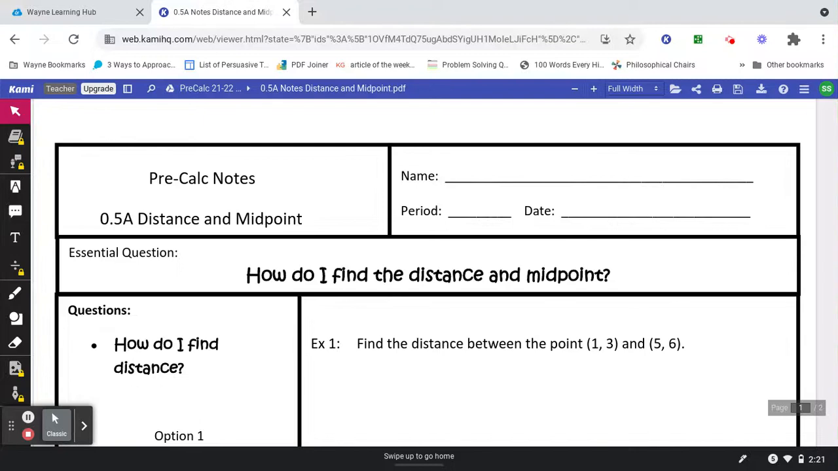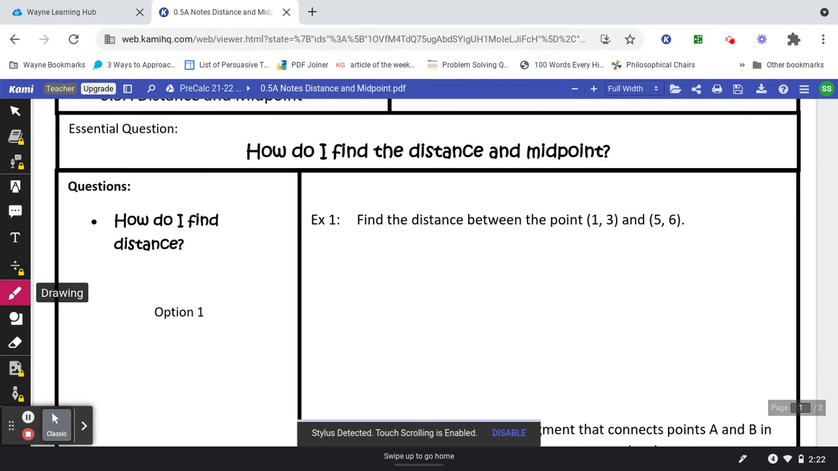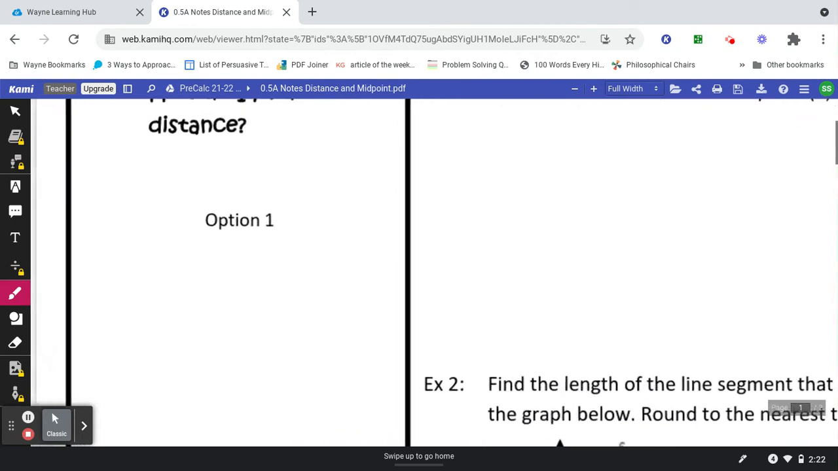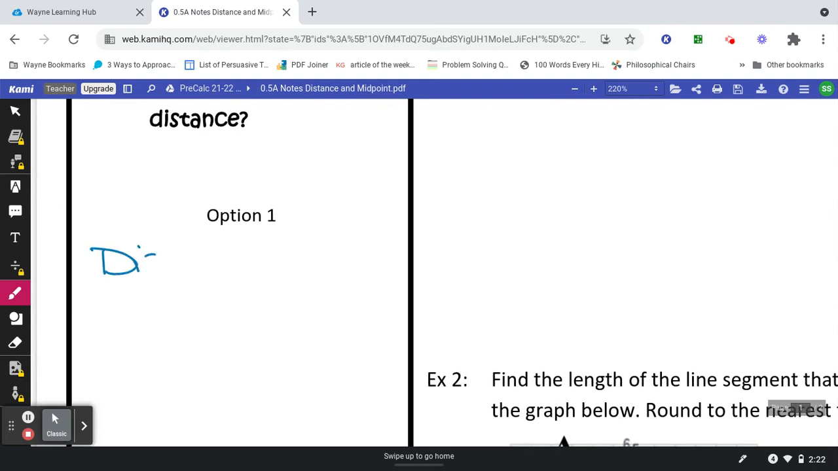These are the 0.5a notes for pre-calc. We're going to talk about distance and midpoint today. So how do I find the distance and midpoint? You have two options to find the distance. The first is your distance formula, option 1.